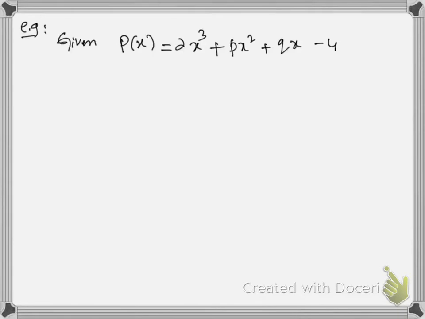The example of case 3 or type 3 question. In this example, given polynomial p of x, 2x cube plus px square plus 2x minus 4 is exactly divisible by x minus 2 whole square. Find p and q and hence factorize p of x completely.